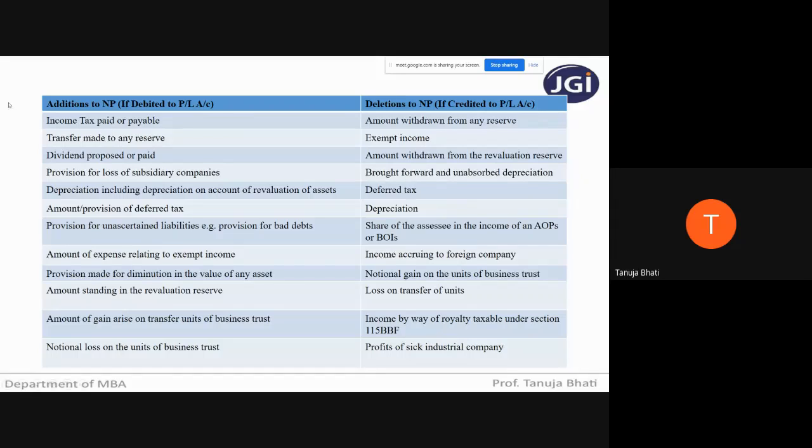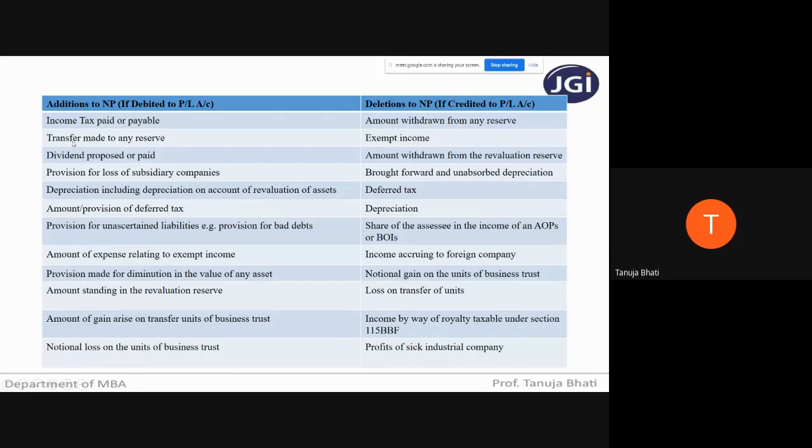So income tax paid or payable, in this, what all is covered? The dividend distribution tax also is covered. Surcharge also is covered. Cess is covered. Cess is nothing but health and education cess. Interest, whatever it is paying on income tax, that also is covered. So if all these expenses are debited to the P&L account, please add it back to the net profit.